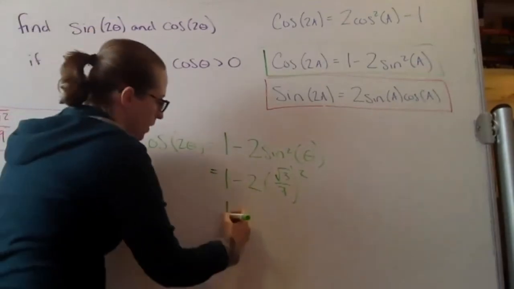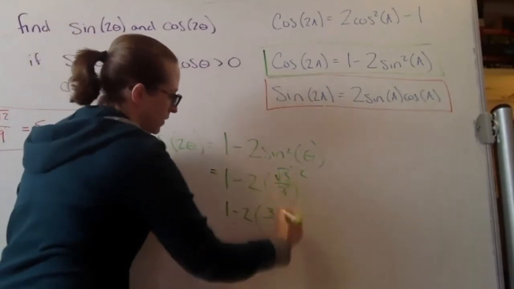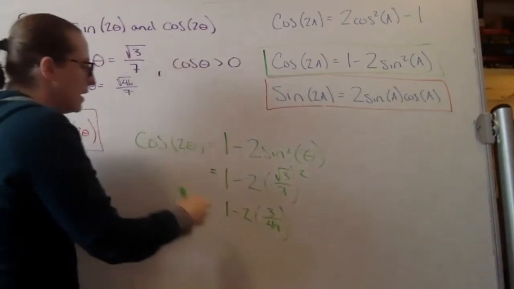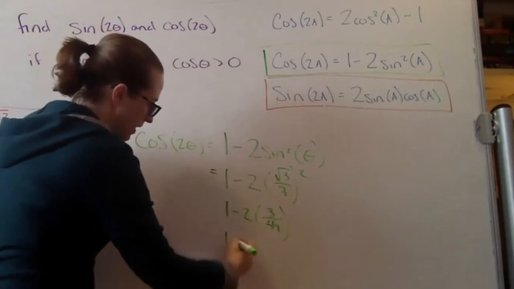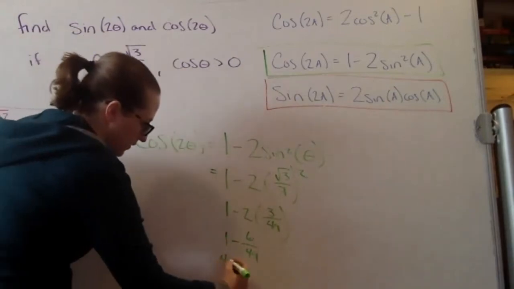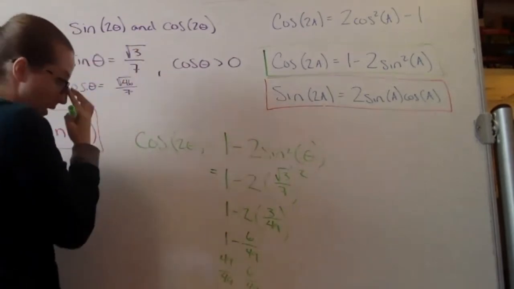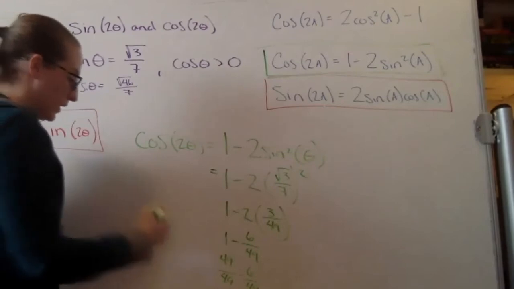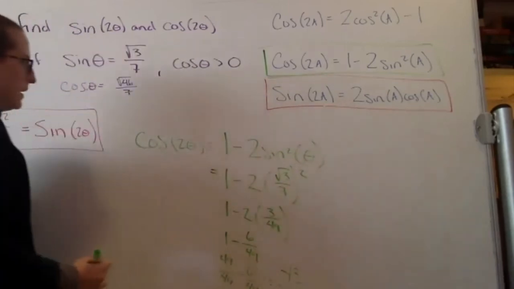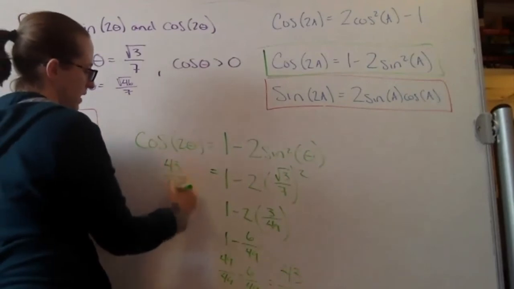Okay. So 1 minus 2 times, when we square this, the square root of 3 squared is 3, and 7 squared is 49. So simplifying, we'll have 1 minus 2 times 3, which is 6, over 49. So 1 is the same thing as 49 over 49, minus 6 over 49. 49 minus 6 is 43. We end up with 43 over 49. So the cosine of 2 theta is equal to 43 over 49.